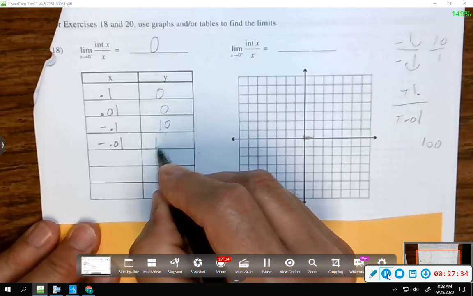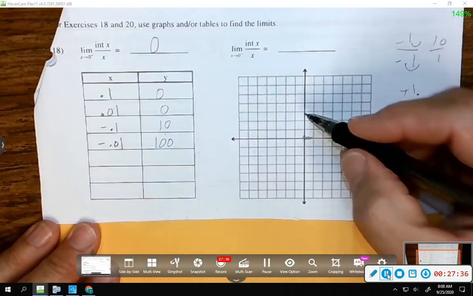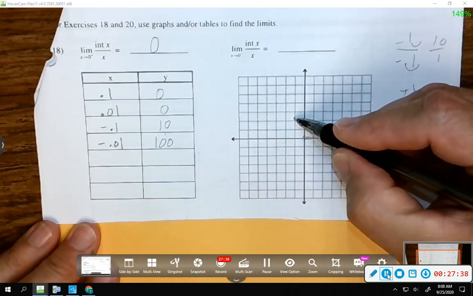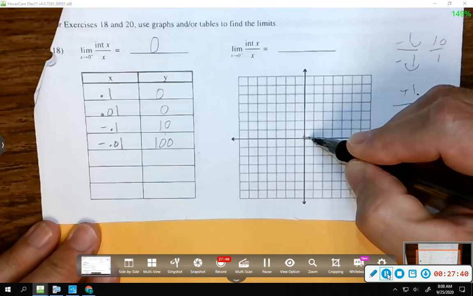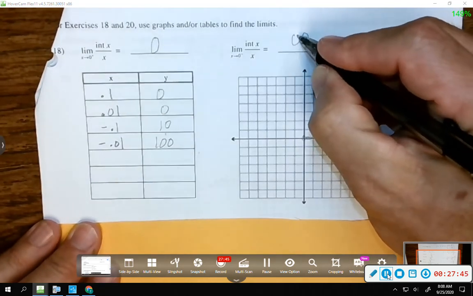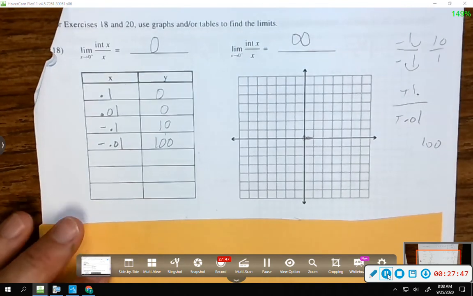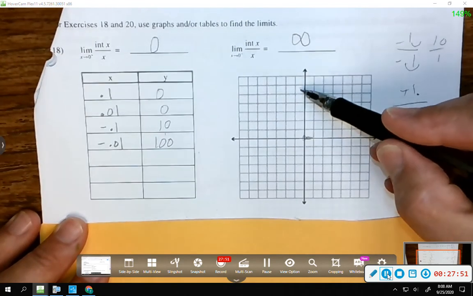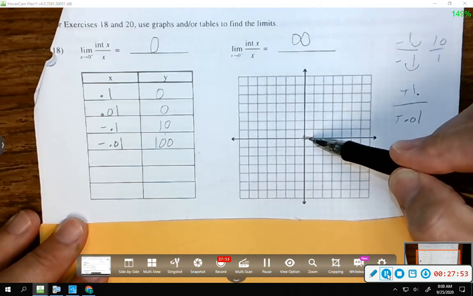We get 100 back out. It's just getting larger and larger. So it's an asymptote on the left-hand side of this, but it's not an asymptote on the right-hand side. That's what makes this function interesting. We actually get this infinite discontinuity to the left, but to the right we actually approach the value of 0.